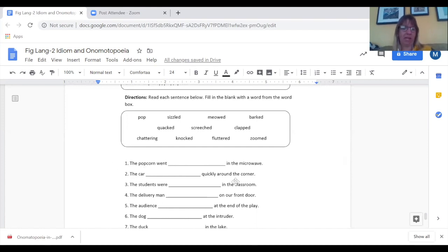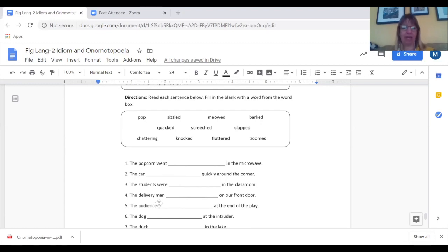The car blank around the corner, quickly around the corner. Did it sizzle? No. Did it screech or zoom? Ooh, that's a toughie. I think it's zoom. The students were blank in the classroom. What were they doing? They quacked? The students quacked in the classroom? I think they were chattering.